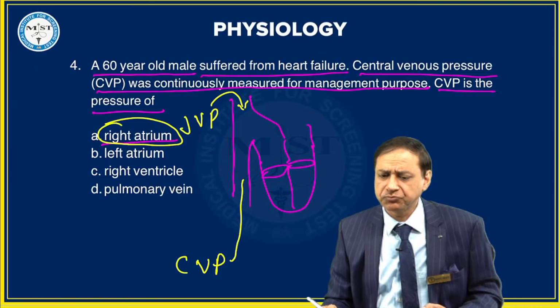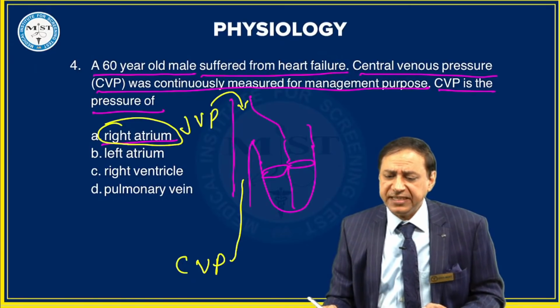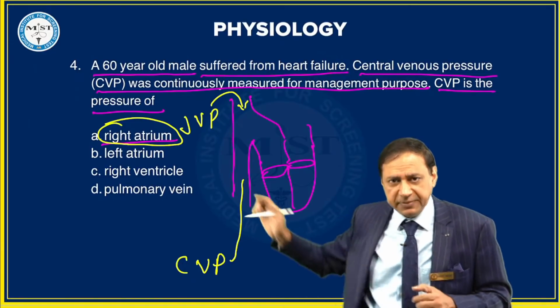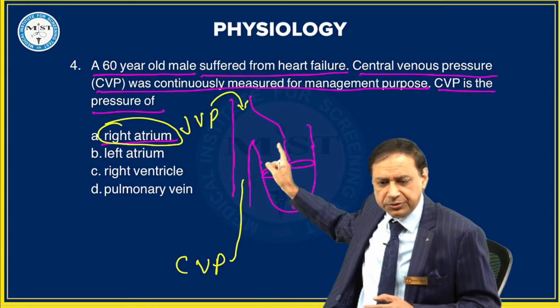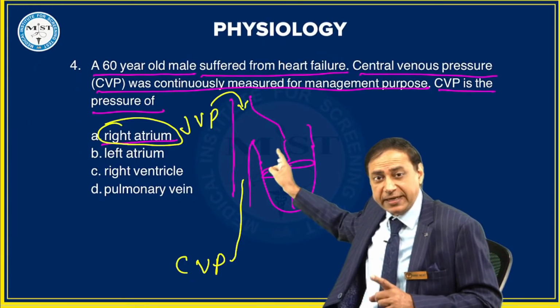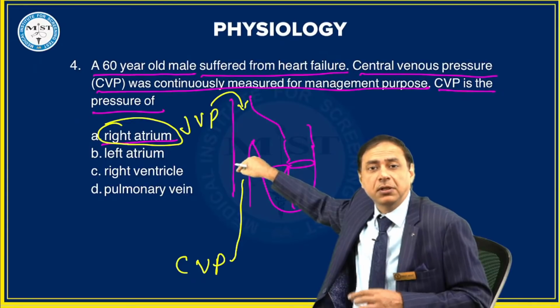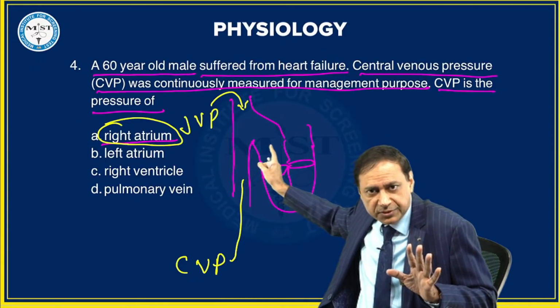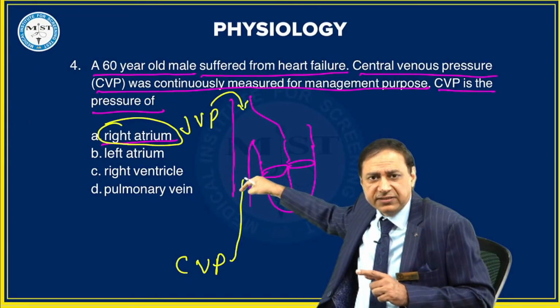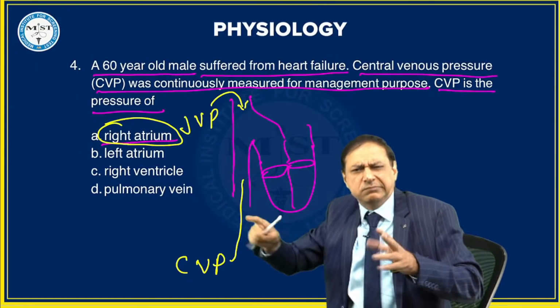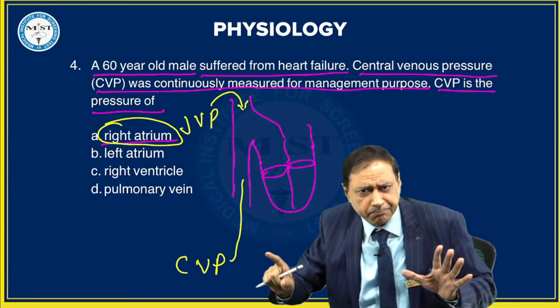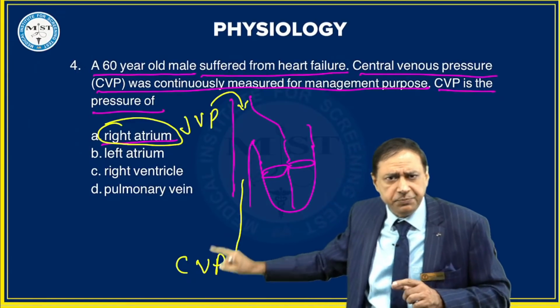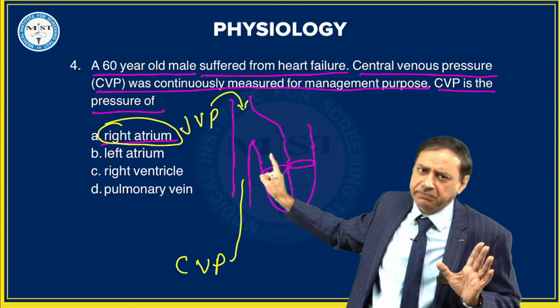This okay? This may reach up to the right atrium, it may not reach. Whether it reaches or not, it hardly makes any difference. The pressure of this and JVP are almost the same. This okay? So CVP measures the pressure of the right atrium.